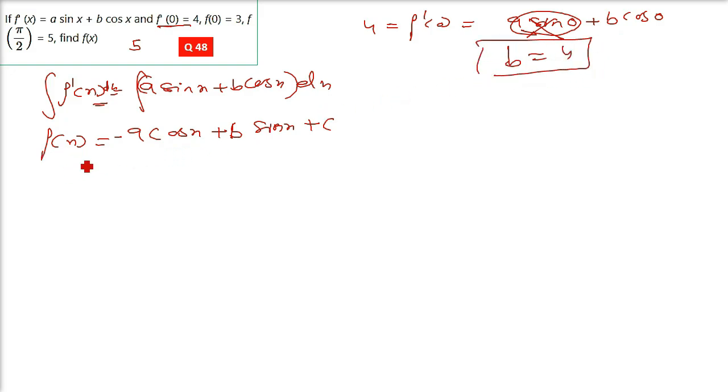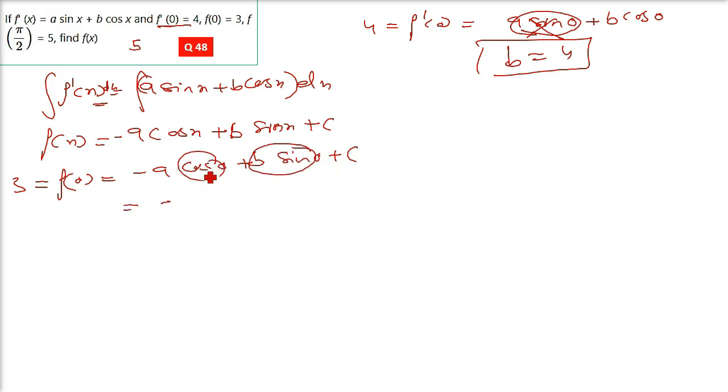Now let us use another relationship. F0 equals 3. Putting 0 in f x gives minus a cos 0 plus b sin 0 plus the constant of integration. Sin 0 is 0, so this vanishes. We have minus a cos 0, and cos 0 is 1. So minus a plus c equals 3. This is one of the equations we got.